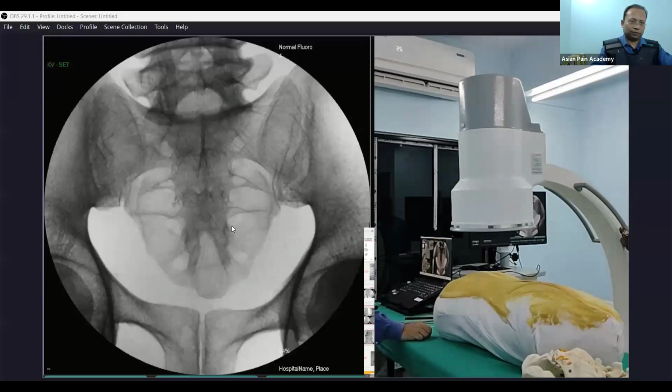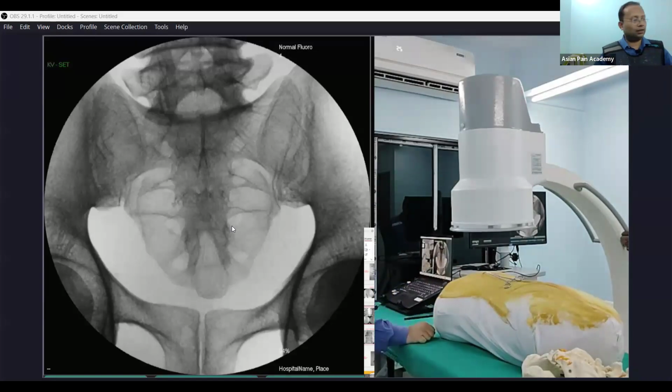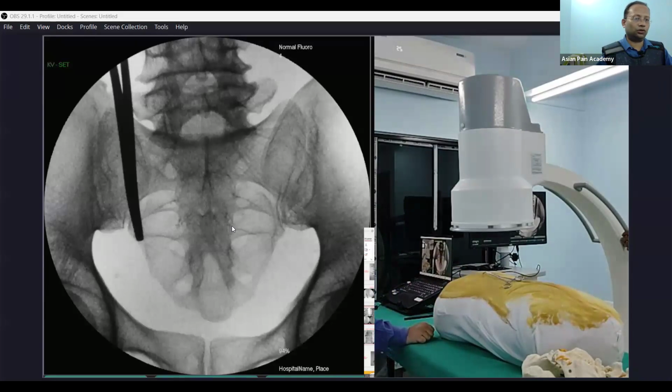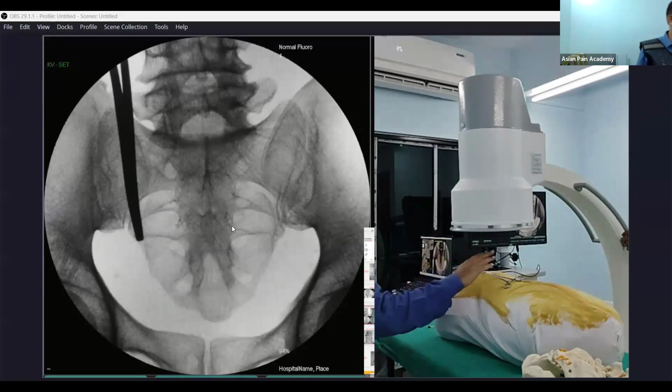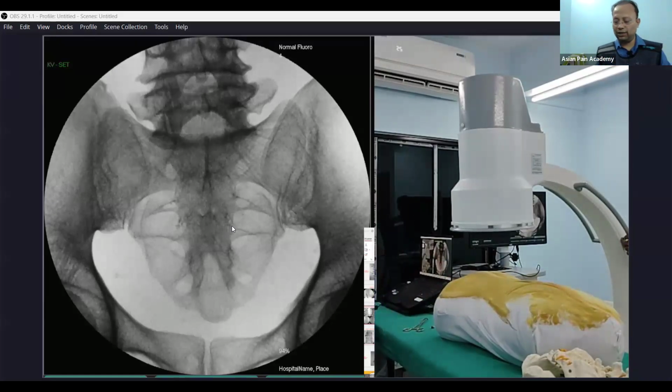Okay, so this is the SI joint. This is the AP view and this is the SI joint. So here also I will first check whether the patient's left and my screen's left match or not. So screen's left and patient's left are the same. So it's okay. Now I shoot again.